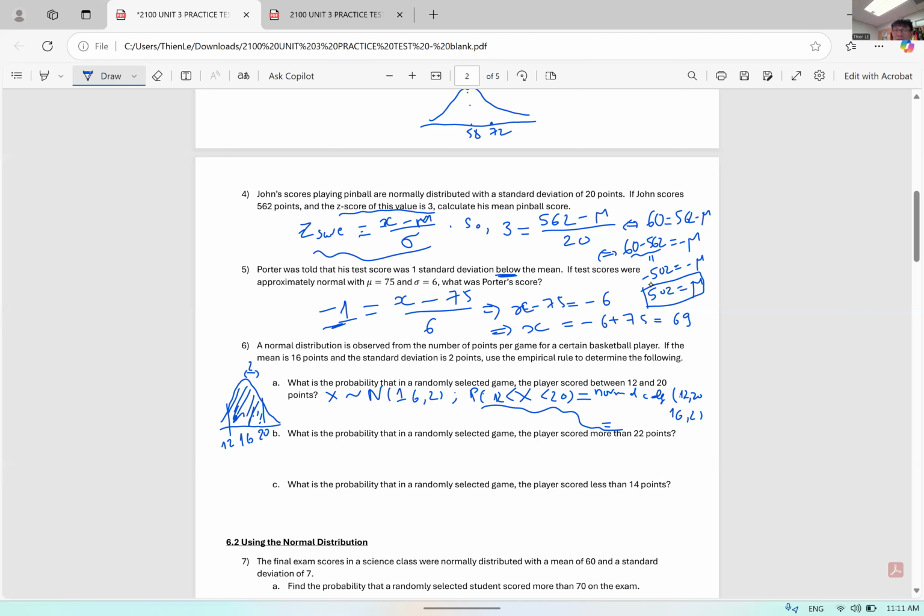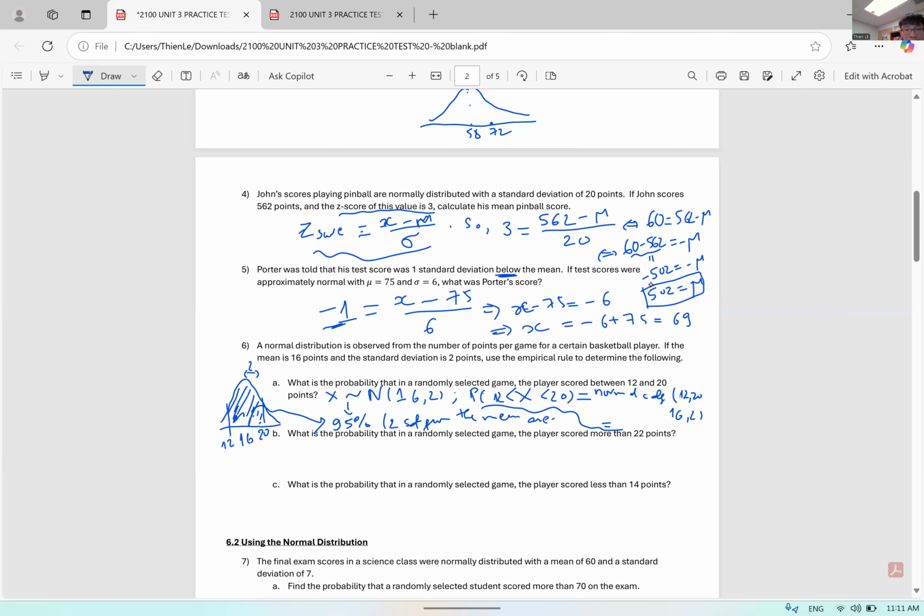3 standard deviations from the mean, we have 99.7%, okay? At the time, you see that 12 is 2 standard deviations below 16, right? Because 16 subtract 2 times 2 will be 12, and 16 plus 2 times 2 will be 20. So basically this is the error 2 standard deviations from the mean, 2 below and 2 above. If you look at the empirical rule, this should be around 95%, right? 95% within 2 standard deviations from the mean.